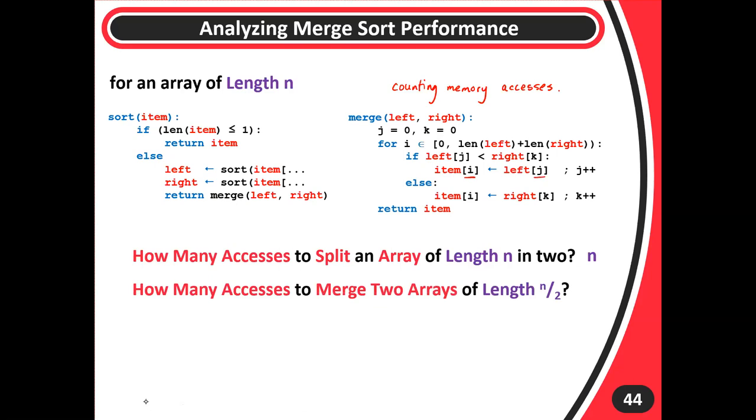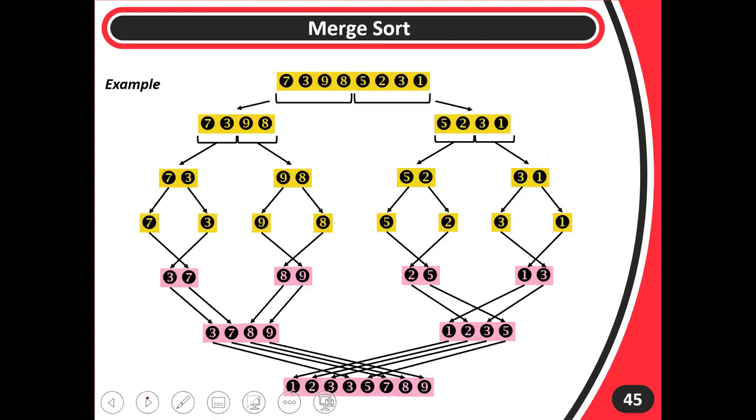How many accesses to merge two arrays of length n over two? Well, again, the same thing as when we split it: we have to compare the two items and then copy one of them over. Depending on how you count these memory accesses, we're mainly going to be concerned with the copy. We're going to assume that we can do it efficiently. So to merge two arrays of length n over two, we have n over two plus n over two, which gives us n. And again, this is really an approximation.